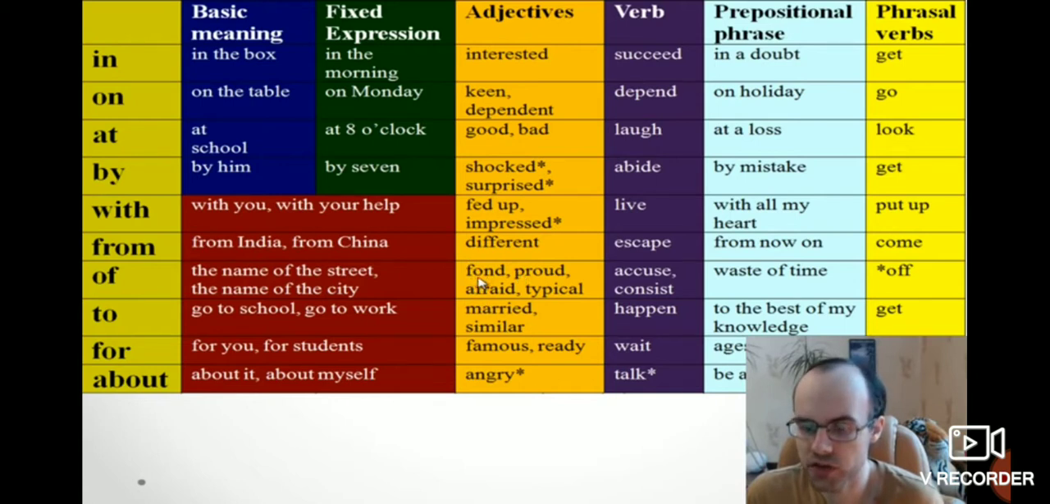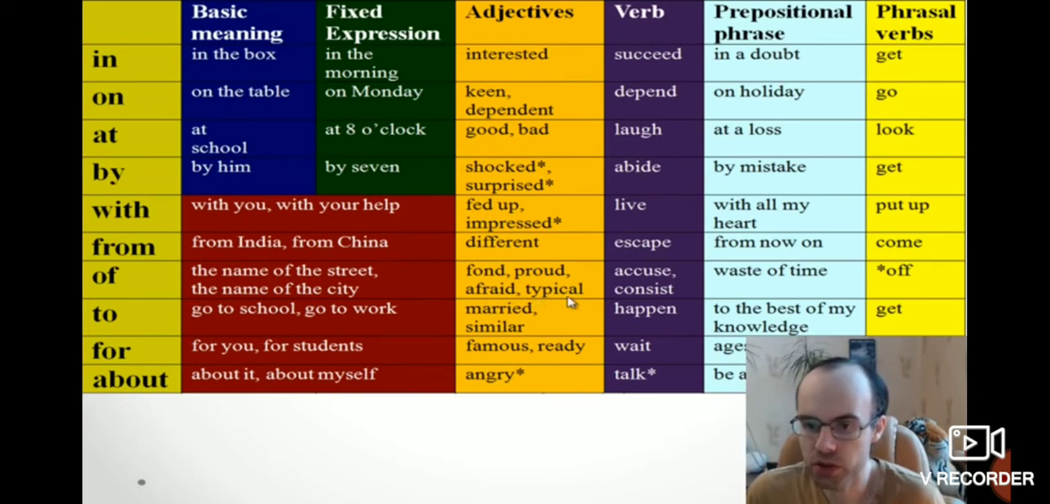Okay, of. So there are many adjectives which we use with of. You see fond of. I'm fond of English. I really like it. I'm proud of your results. Means that I'm really happy that you have these results. Afraid. I'm not afraid of it. It means I have no fear.